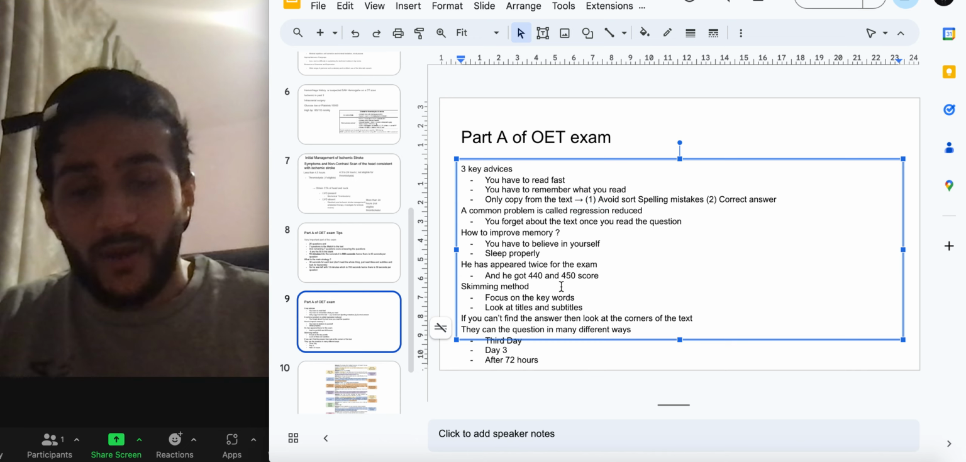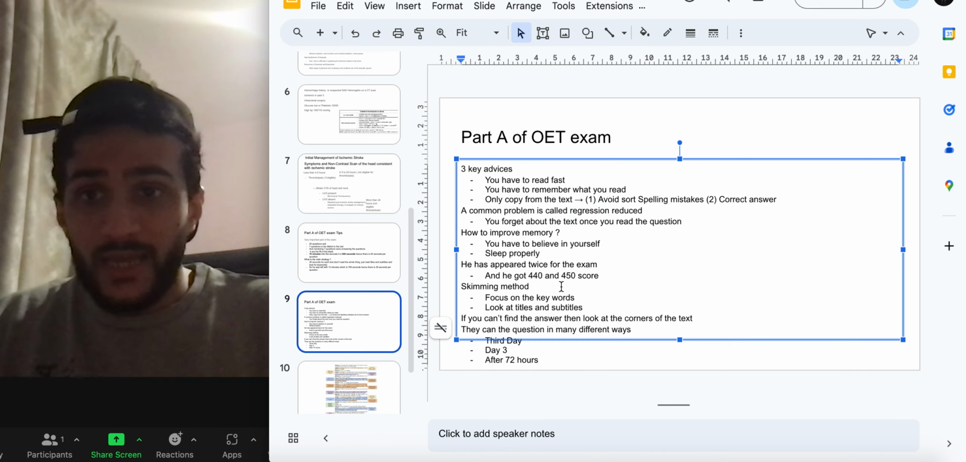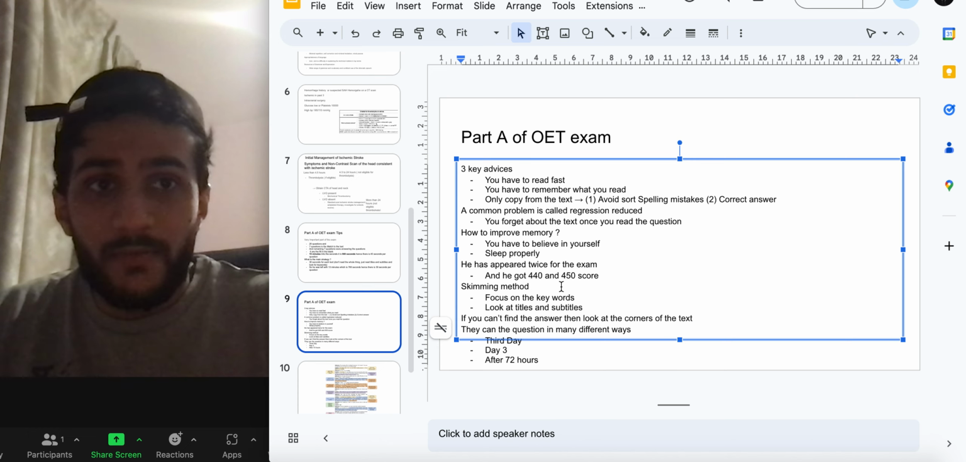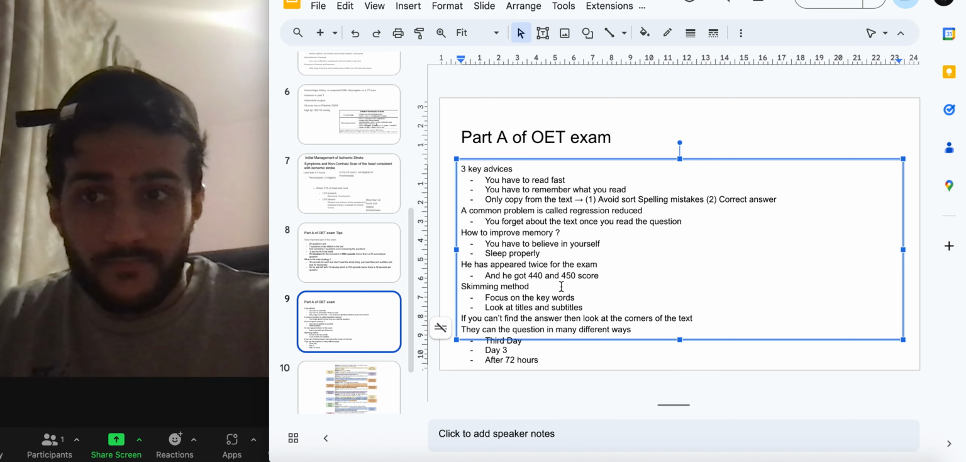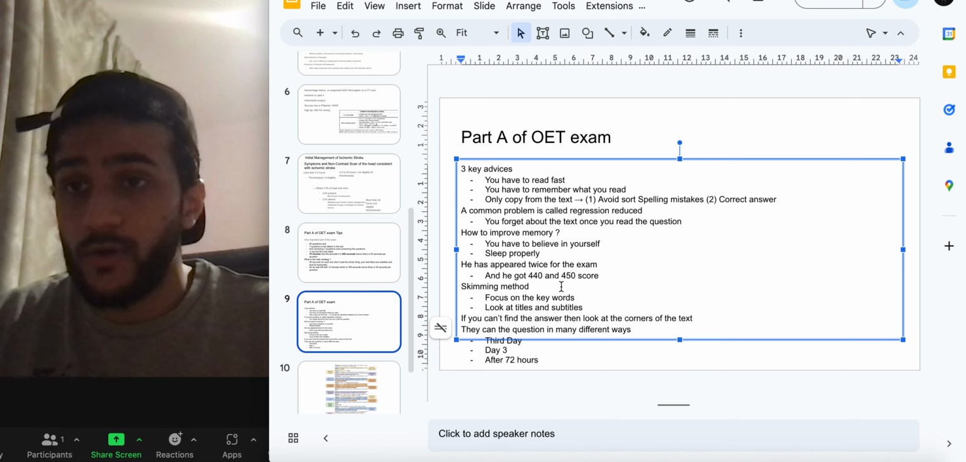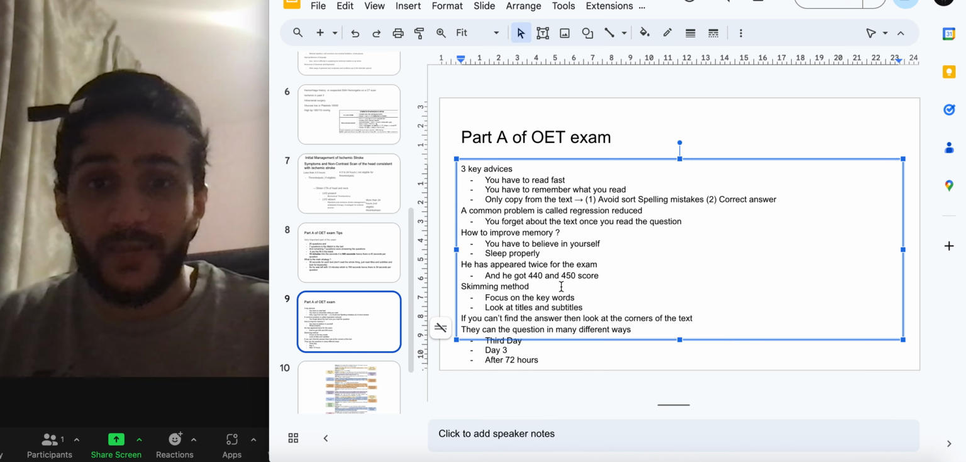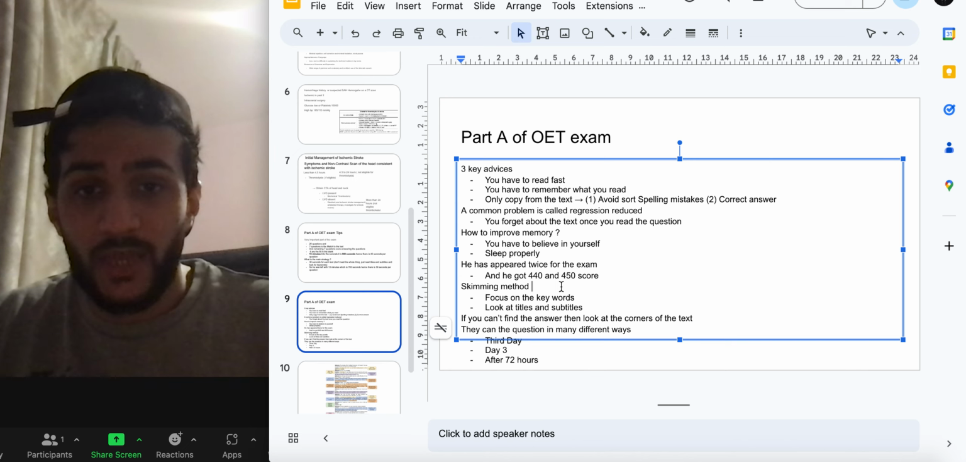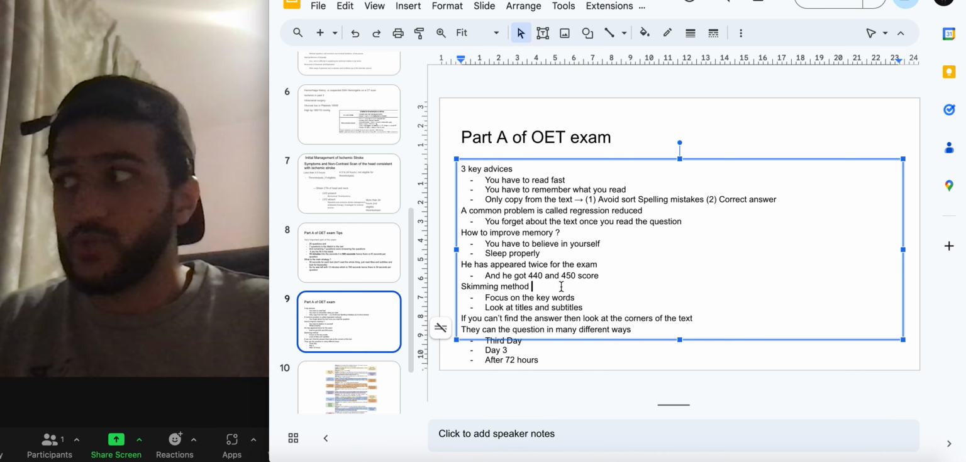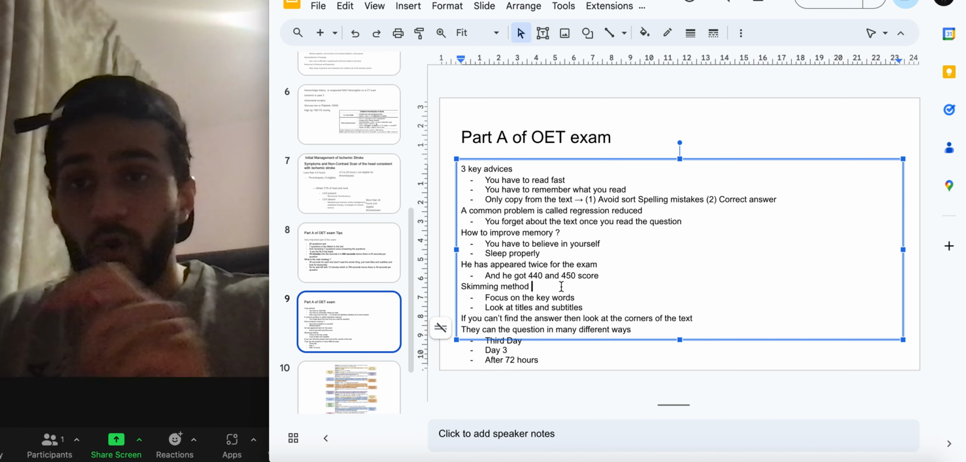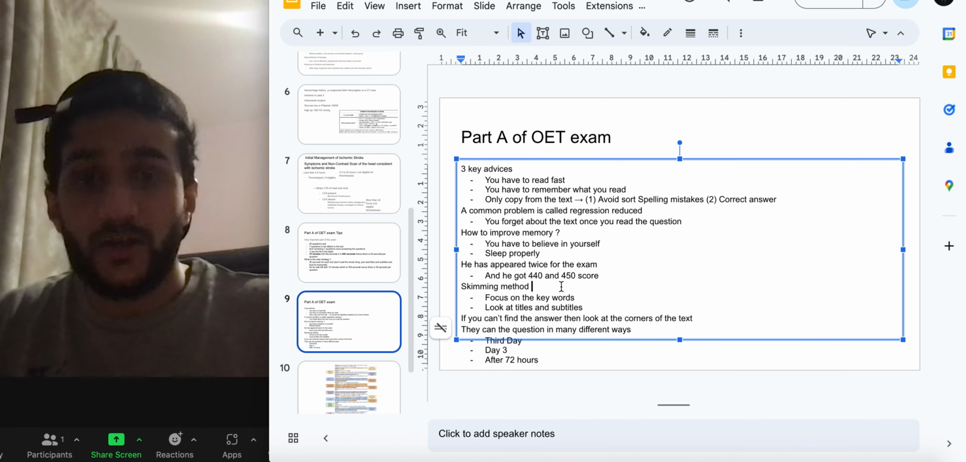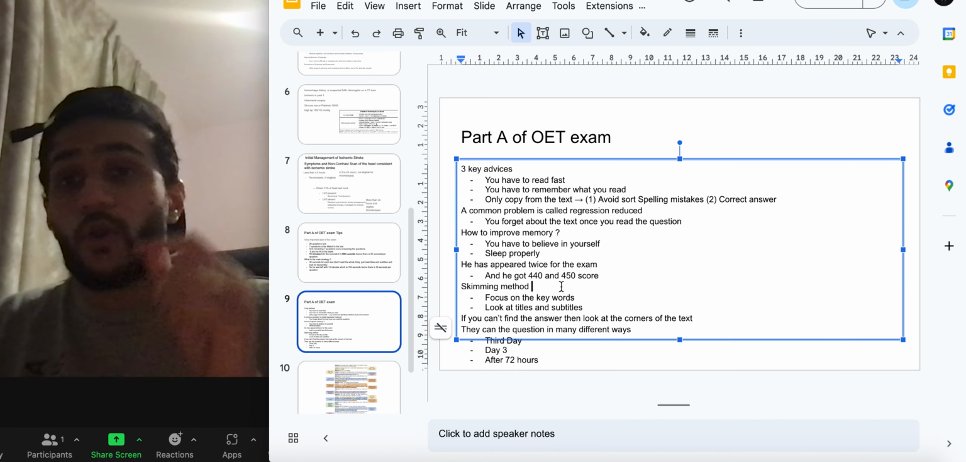Then you want to use the skimming method. You want to focus on keywords, titles, and subtitles. If you find the answer, look at the corners of the text. Wherever the corners of the text are, look there, and you can find the answers. And you want to look for a lot of synonyms.